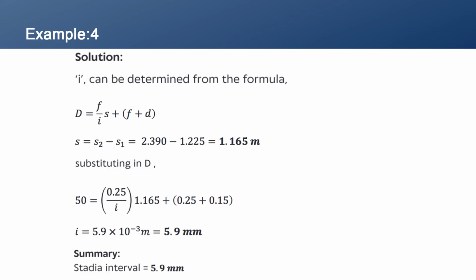So, the solution is I can be determined from the formula capital D is equal to F by I into S plus F plus D. S is equal to S2 minus S1, which is 2.390 minus 1.225, which is 1.165 meter. So, substituting the value of D in the equation, we get 50 is equal to 0.25 by I into 1.165 plus 0.25 plus 0.15. From this, we can determine I as 5.9 into 10 power minus 3 meter, which is 5.9 mm. So, the summary is the stadia interval is 5.9 mm.